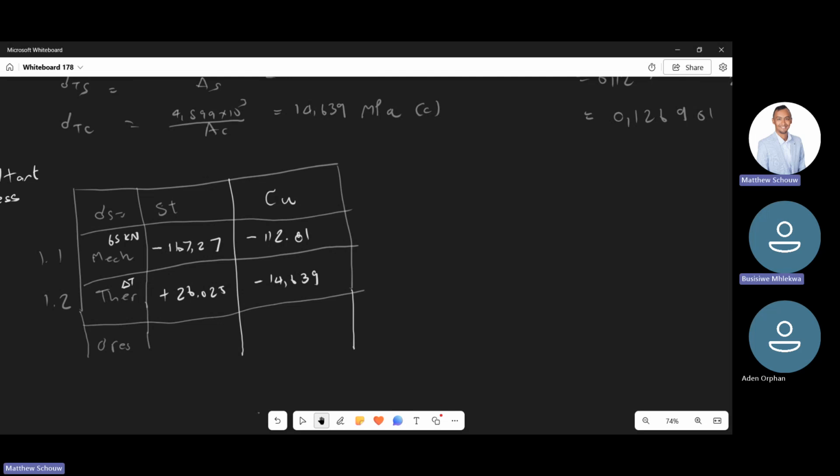Sorry, sir. Do we minus the thermal from the mechanical, or are you adding them up? That's the resultant. So what I'm saying is 1 minus 67 minus 167.27 plus 26.025. You're saying minus 1112.81 plus negative 14.639. Obviously, that's negative minus negative. You know what I mean? So what is this one over here? And what is that one over there? And this would be in MPa.